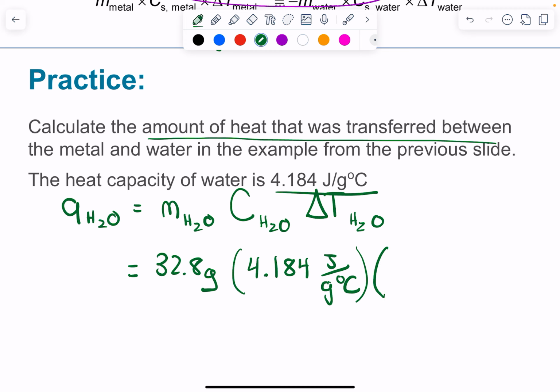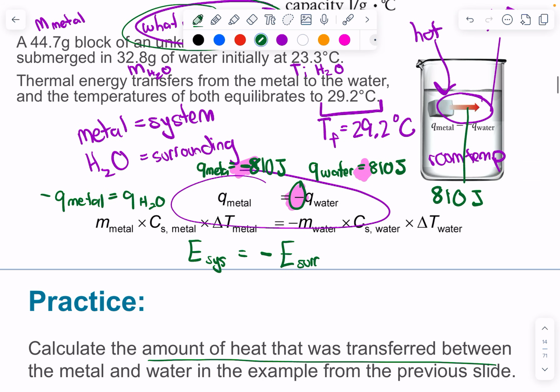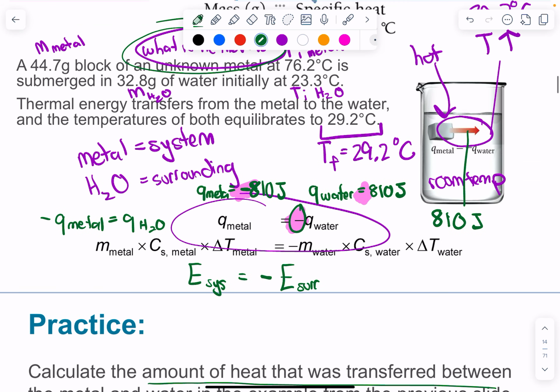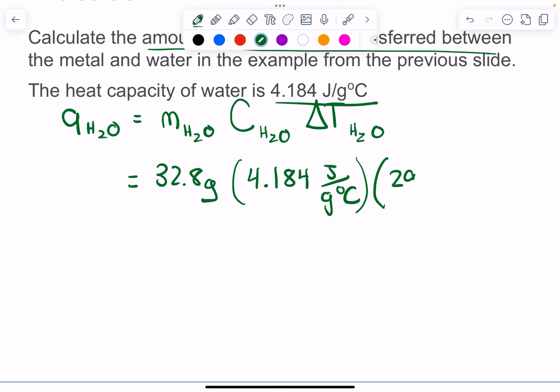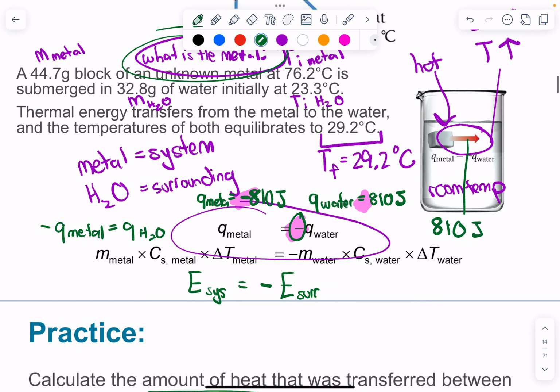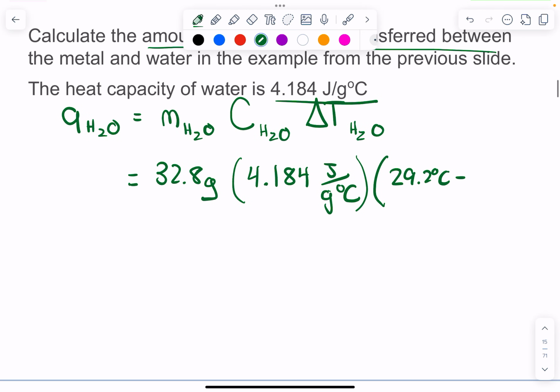And then the change in temperature. Remember, T final minus T initial. Final minus initial always. So the final temperature is 29.2. The initial temperature is 23.3. Okay, and now I'm just going to calculate that. So this should come out to be 810 joules. You can go ahead and check that.